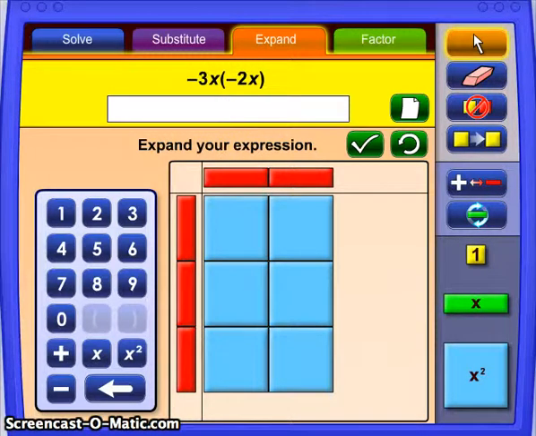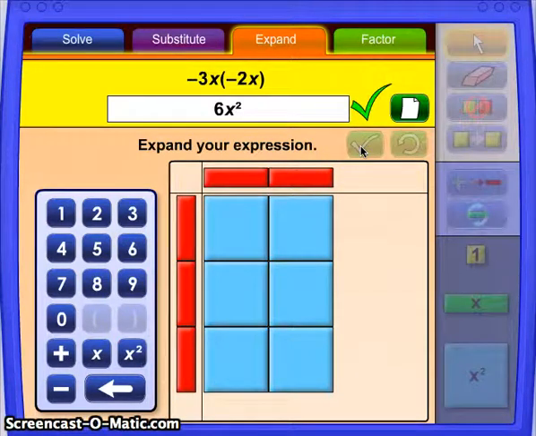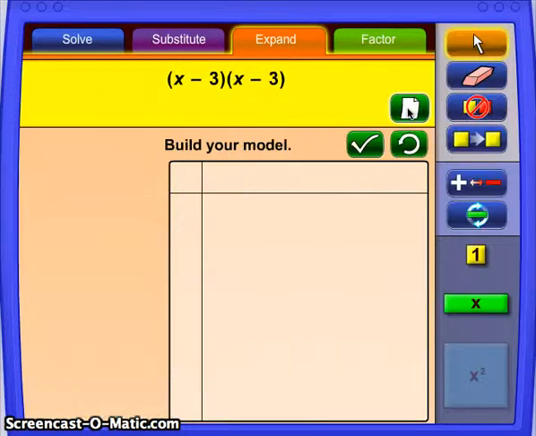So on here, you could type it on your keyboard. You can type everything on your keyboard, but the x², you're going to need to press on this keypad here. So I'm just going to write 6 x². See if it's correct. All right, it's correct. Let's try one more equation. So if you want a new problem, you can just press that one right there.